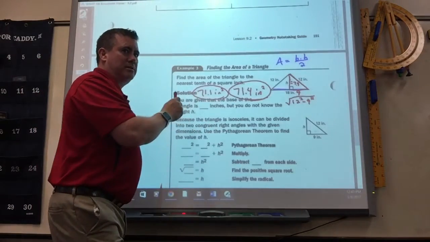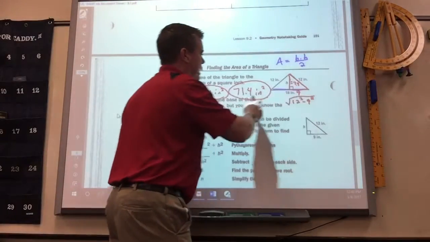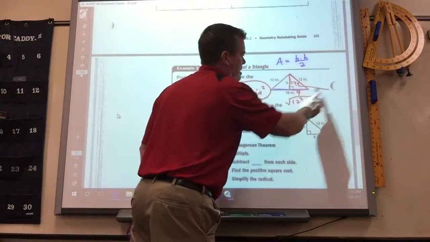Everyone know the difference in what I did here? Here I used 7.9, here I used the actual long number that was on the calculator.